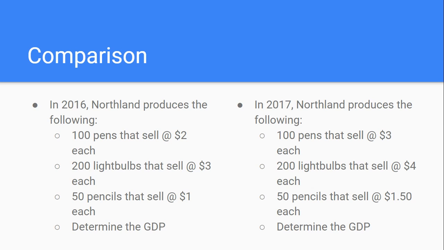The GDP for 2016 should be $850. 2 times 100 is 200. 3 times 200 is 600. So that would put you at 800. $1 times 50 would be $50. So it should be $850 for GDP for 2016.